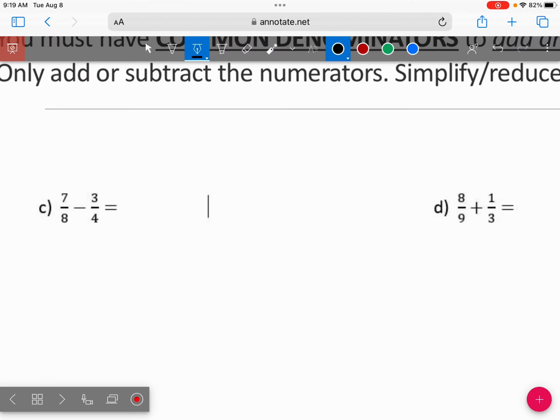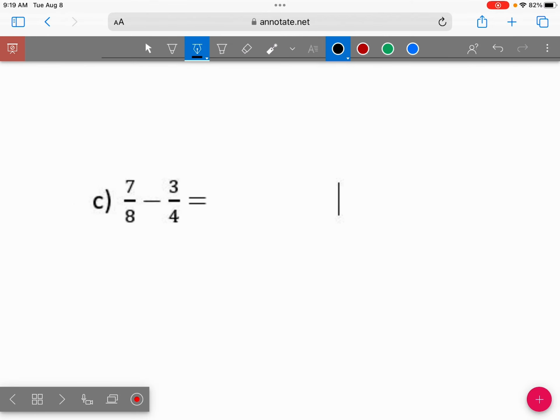Okay, but sometimes you don't have a common denominator. So my common denominator that I'm going to use for this example would be 8. Okay? So if I'm using 8, 7 over 8 is going to stay. But what do I have to multiply by 4 to change that to an 8?